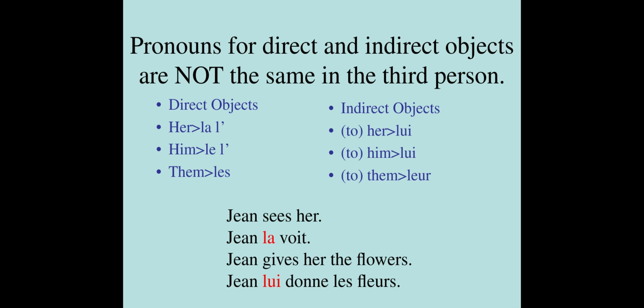object. So the pronouns for direct and indirect object are mostly the same except for in the third person. So direct object pronouns in the third person for her are la and l'apostrophe. And for him or it is le, l'apostrophe.